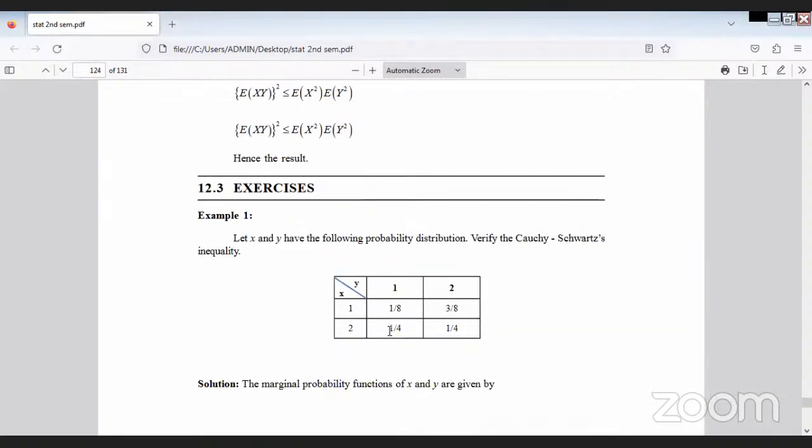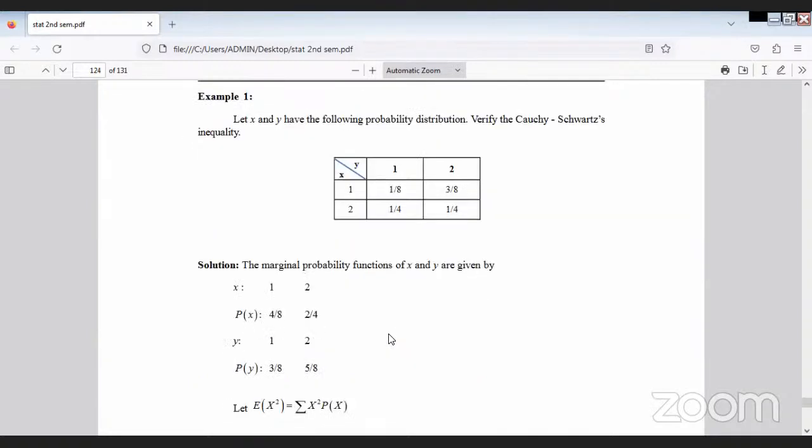Then some exercises here. Let X and Y have the following probability distribution. Verify the Cauchy-Schwarz inequality. See here: 1 by 8, 3 by 8, 1 by 4, 1 by 4. X is equal to 1, 2. P of X is how much? 4 by 8, 2 by 4. 1, 2, right? Okay. Y is equal to what?